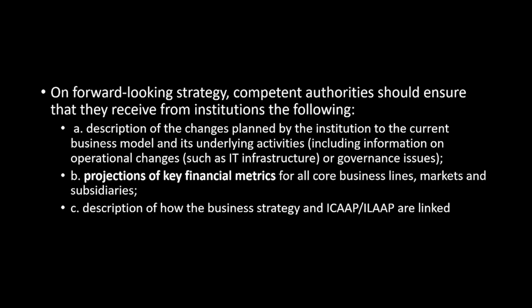On forward-looking strategy, competent authority, which is regulators, should ensure that they receive from the institution the current business model and the underlying activities and how they see that to change in the future, and projection of key financial metrics of all core business lines and markets and subsidiaries, and description of how the business strategy is linked to this exercise, ILAAP and ICAAP exercise.